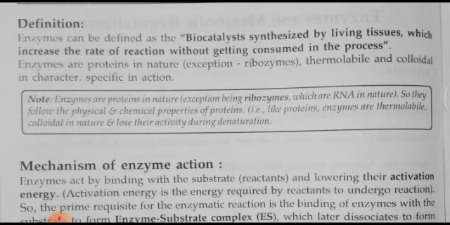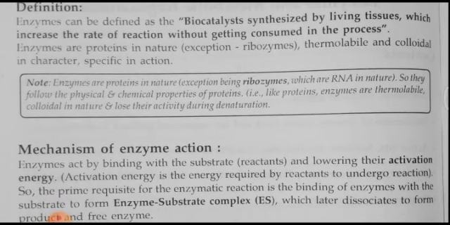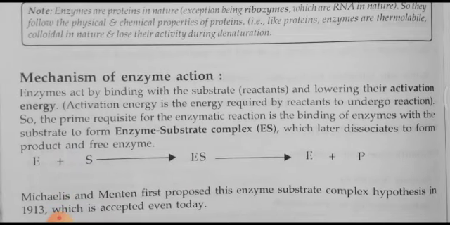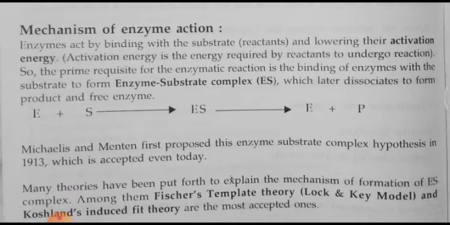For example, sucrase converts sucrose into glucose and fructose, and sucrase will act only on sucrose. That's why it is very specific. It is not going to act on any other sugar like lactose or maltose. Sucrase acts on sucrose. That's the meaning of specificity. In humans or in living organisms, biochemical reactions take place with the help of enzymes. And how is this enzyme going to convert the substrate or reactant, usually called substrate, into product? Let us see the mechanism of enzyme action.